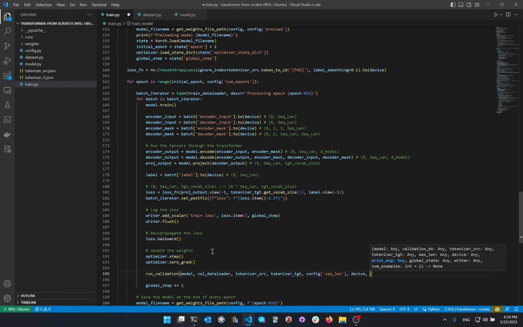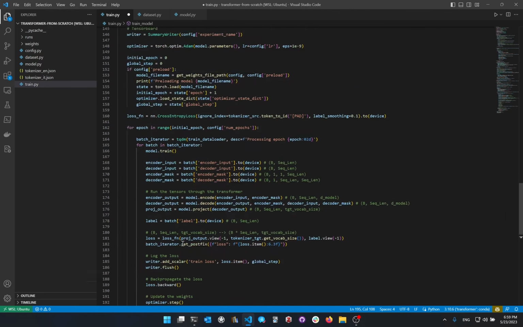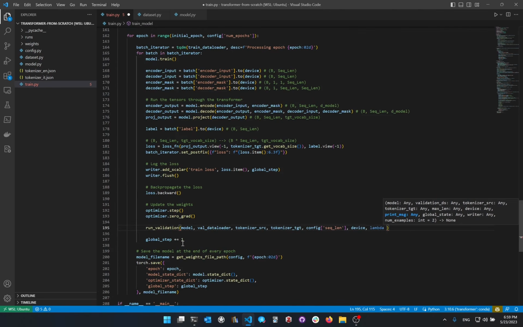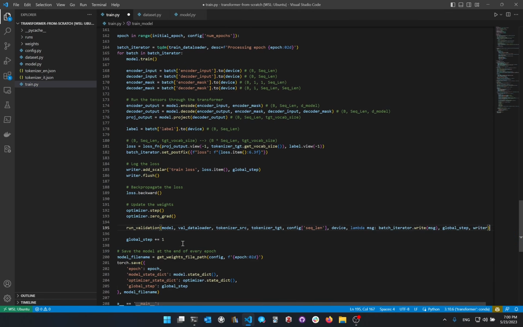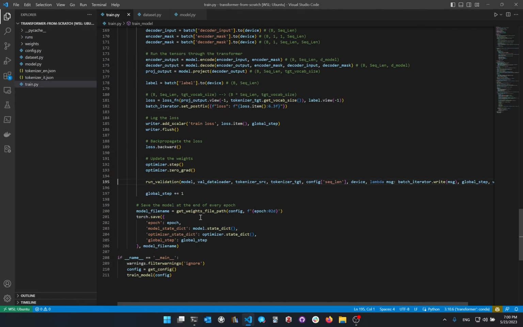Okay, for the print message, are we printing any message? We are, so let's create a lambda, and this is the message to write with the TQDM. Then we need to give the global step and the writer, which we will not use, but okay. Now I think we can run the training again and see if the validation works.